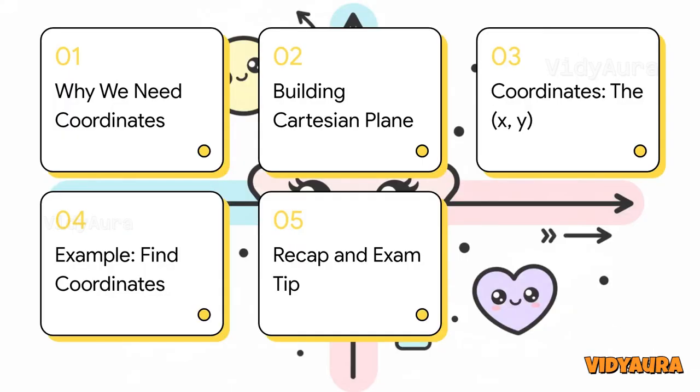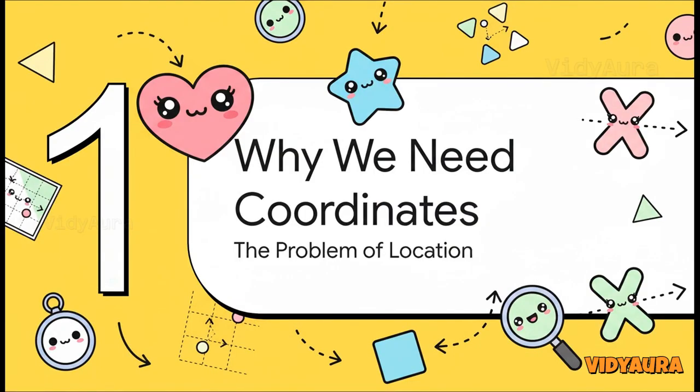First, we'll figure out why we even need coordinates. Then, we'll build the whole system together, learn its language, and tackle an example. Sound good? Let's dive in. Okay, first things first, let's tackle the big question. Why does this topic even exist? I mean, what problem is coordinate geometry really trying to solve?